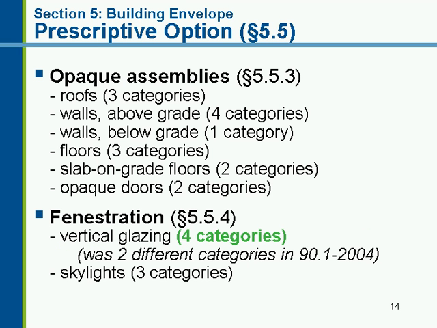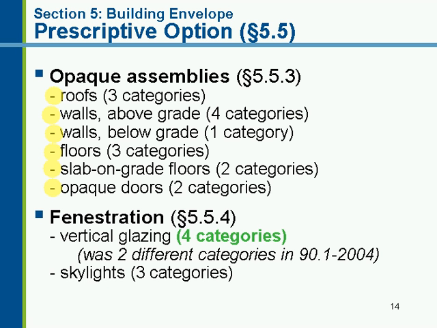Now let's move on to the prescriptive criteria. Within the prescriptive criteria, and remember this is one of two options, you can use 5.5 prescriptive or 5.6, the ENV-STD approach. The prescriptive is the simplest. You don't have to enter any data into computer software. There's three categories of roof, four categories of walls above grade, a wall below grade, three categories of floors, in addition to slab-on-grade floors, and opaque doors, two categories.